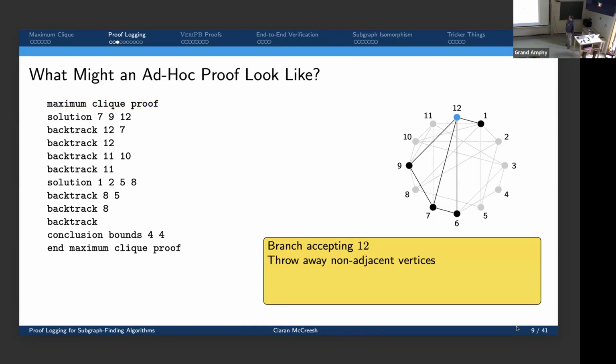The solver might decide to branch accepting vertex 12. And as soon as it's decided it's accepting vertex 12, so our C set contains a vertex 12, we're going to reject from the P set everything that is not adjacent to vertex 12. Okay. So any of these vertices that I've grayed out, we're going to reject. Okay. Our C set is now 12, and our P set is 1, 6, 7, and 9.